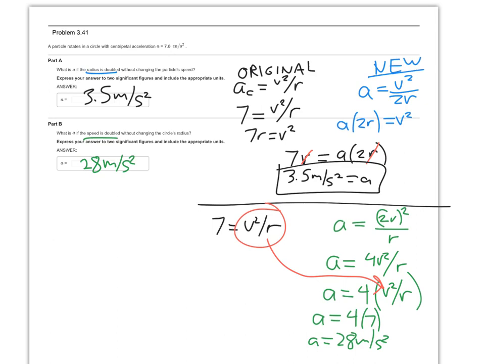And once again, I could do this with logic, thinking about the fact that acceleration is proportional to v squared. So if I double my velocity, my acceleration increases by a factor of 2 squared, or 4.